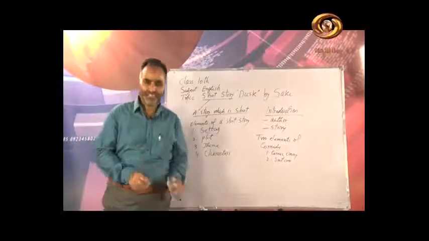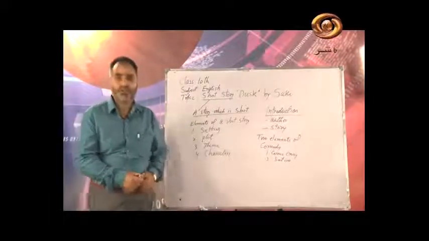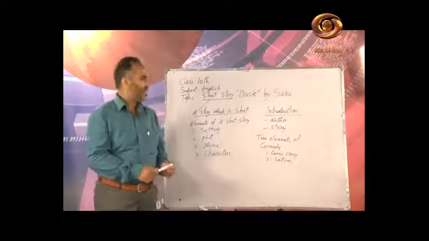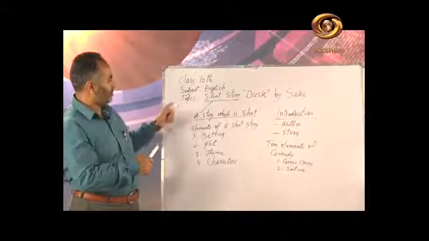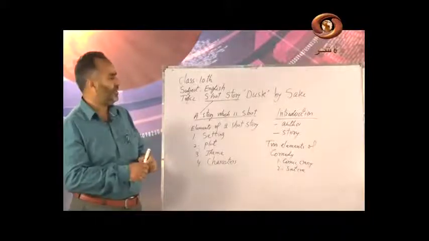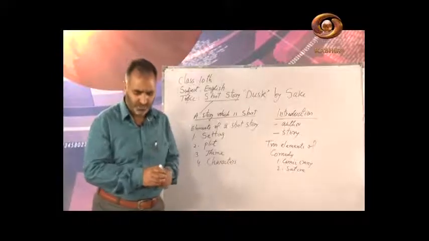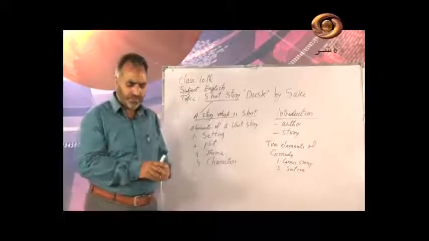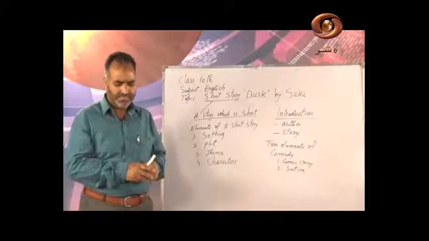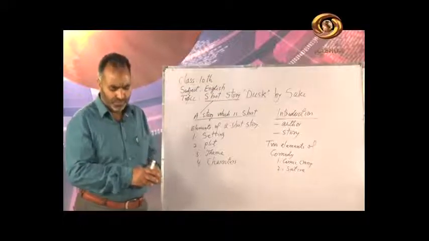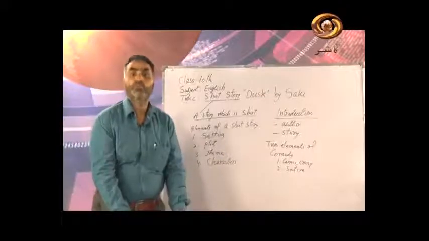Fine? That's good. Now, you go to page 147 of your book. I mean, class 10th. Subject is English. And your topic is a short story called Dusk by Saki, whose actual name was Hector Hugh Munro. He was born on December 18, 1870, and he died on November 13, 1916.